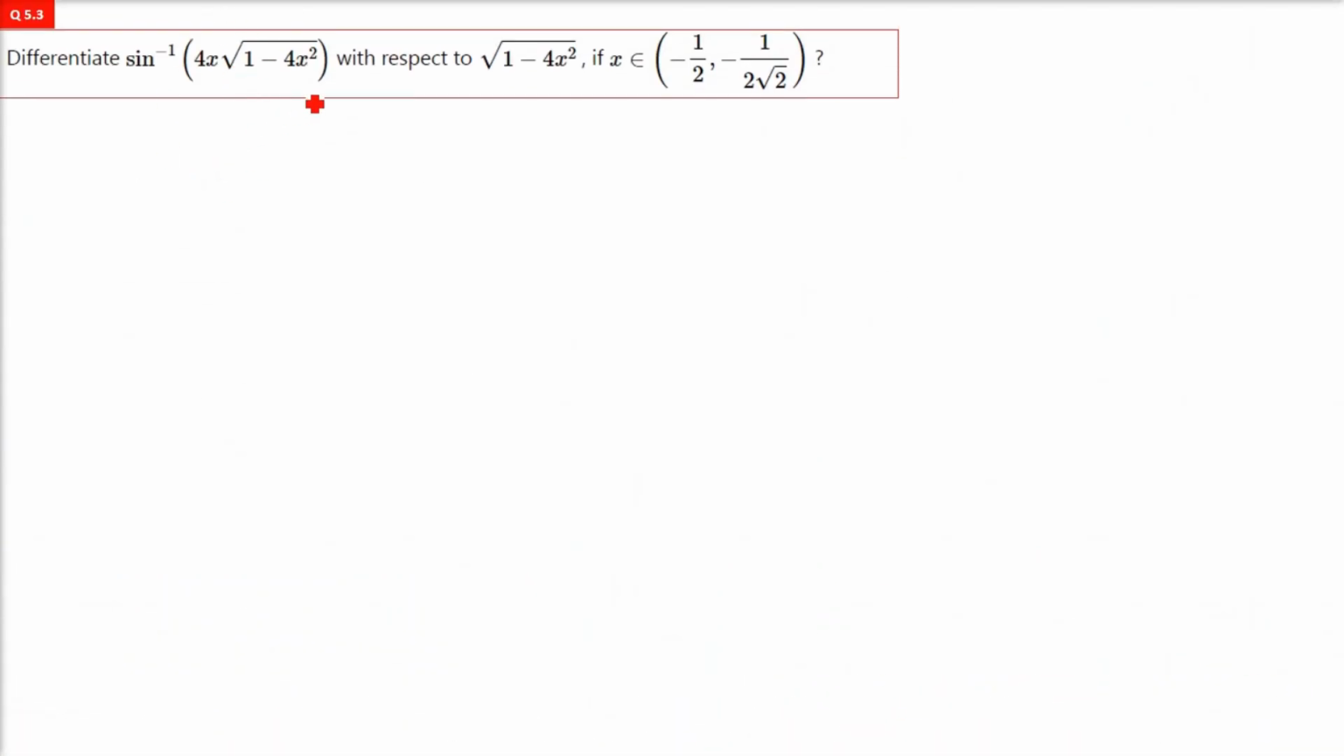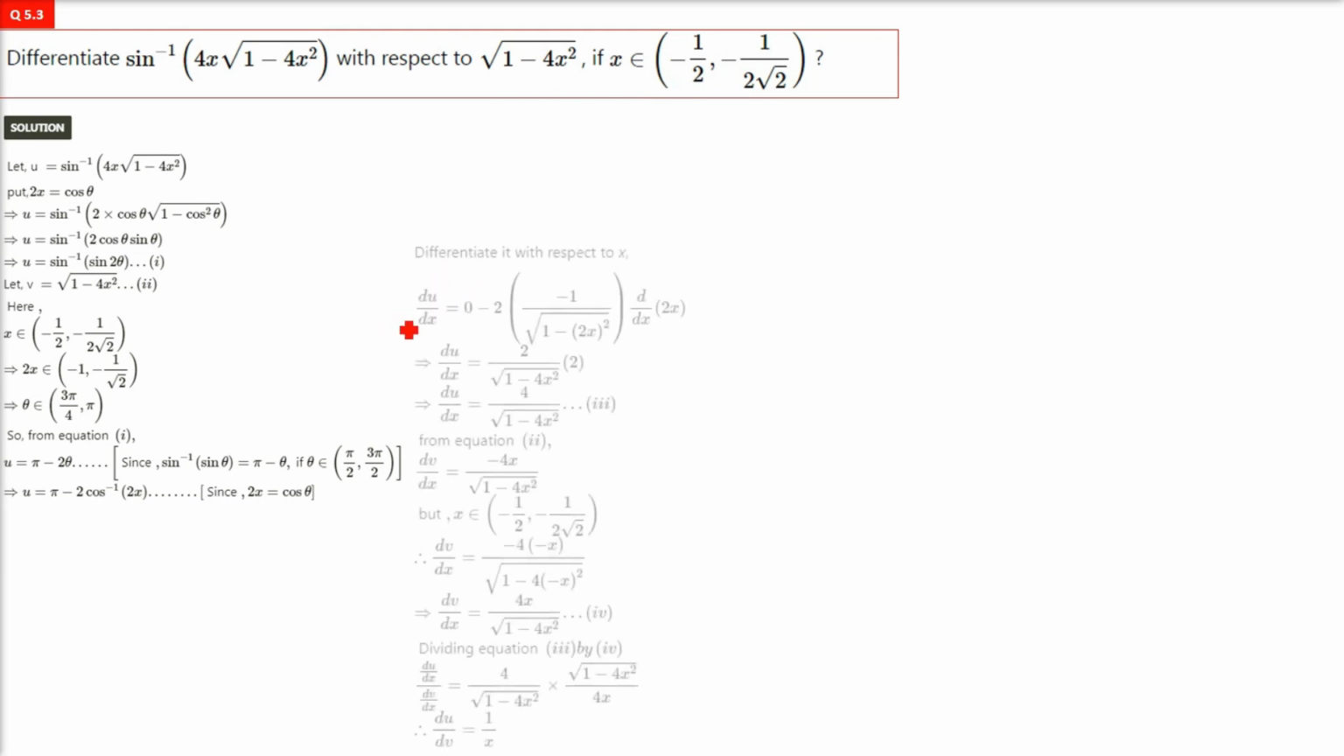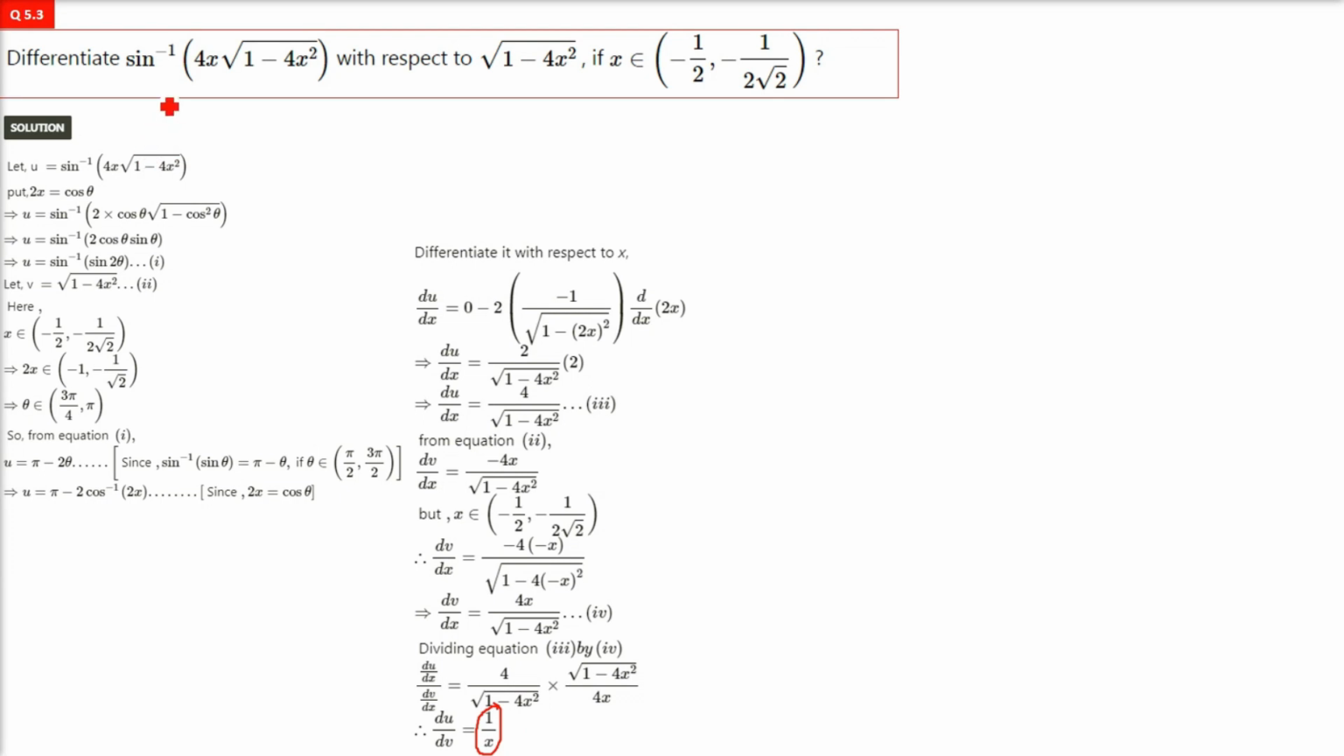Now this type of question we have already done, and the way is to put 2x as cos theta. I hope that you will be able to do this. The answer there was negative 1 by x. Here it is 1 by x. The procedure is exactly the same.